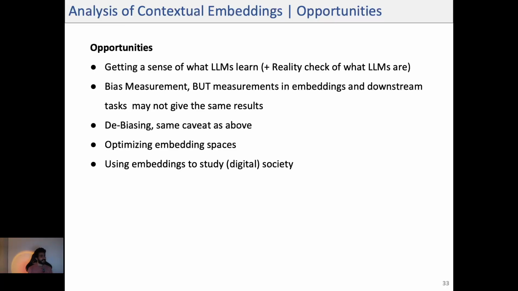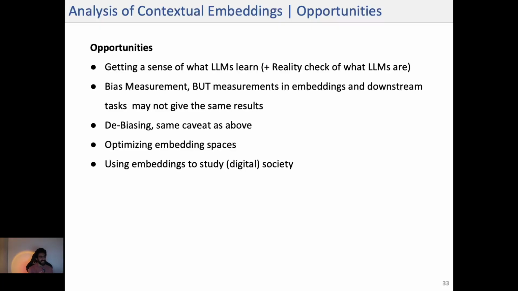Fourth, there is a potential to optimize embedding space. That means making them more interpretable, compact, task-specific. For instance, learning better axes for analogies or clustering. The final one is that it opens the door for studying digital society through language, which is really interesting. I hope you see it the same by now.